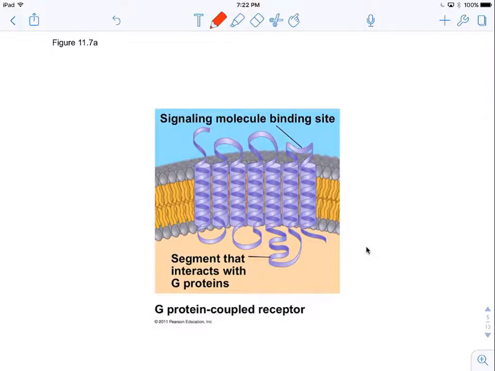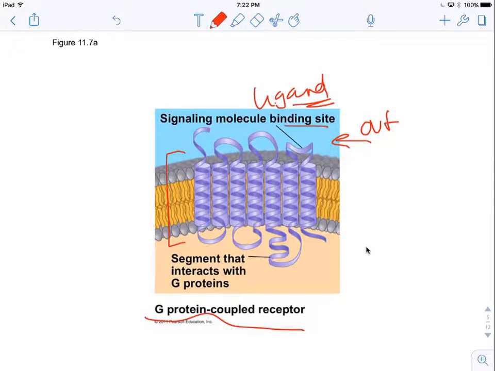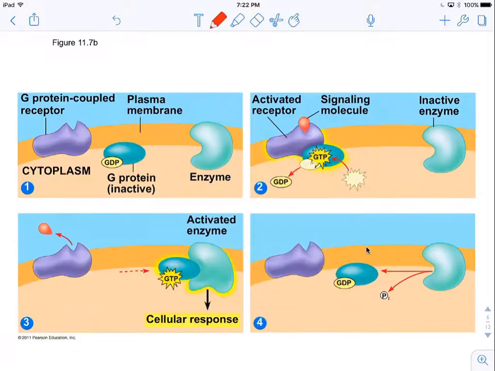So here's an example of what a G protein coupled receptor would look like. Okay, you see it's a transmembrane protein. It spans the entire membrane. There is an area outside the cell where the ligand will bind, the binding site of the ligand, and there's an area inside the cell where the G protein will bind. Okay, and this is just kind of a little cartoon of how it happens. So here's my G protein receptor, here's my G protein, and here's some kind of an enzyme.